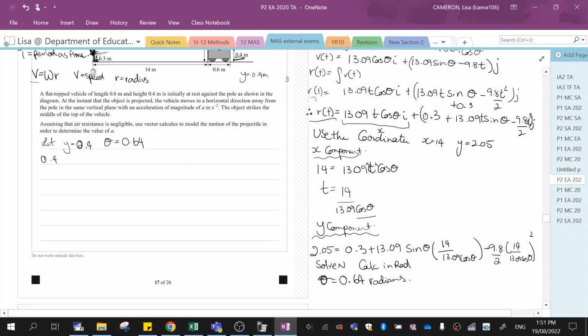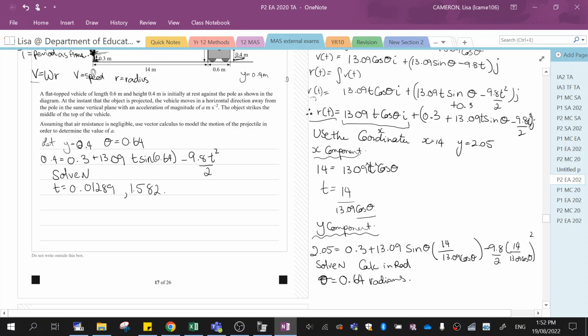Okay, so 0.4 is equal to 0.3 plus 13.09 t sine theta, which we're now going to replace with sine 0.64, minus 9.8 t squared over 2. Okay, so now that I've got this, again, Solven, save yourself some time. This is going to return to me the times when it's at this value. So we get two answers for this. You get 0.01289 and we get 1.582.